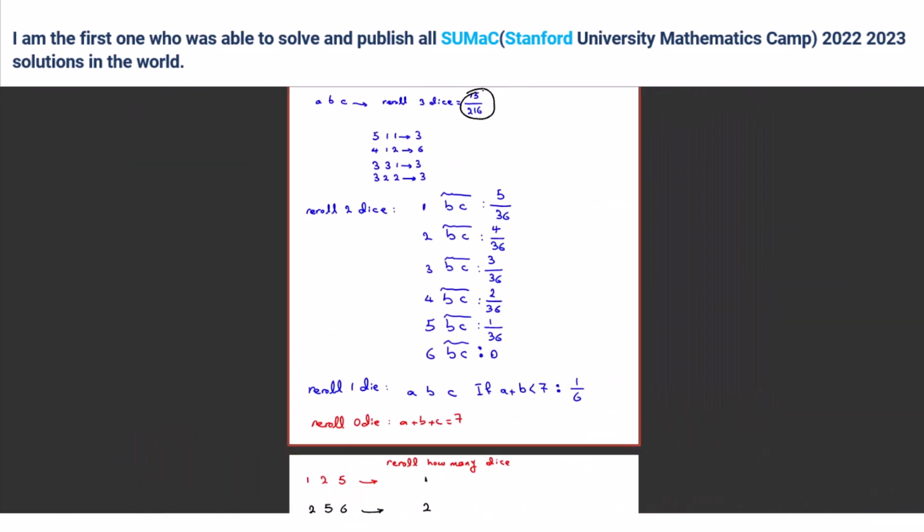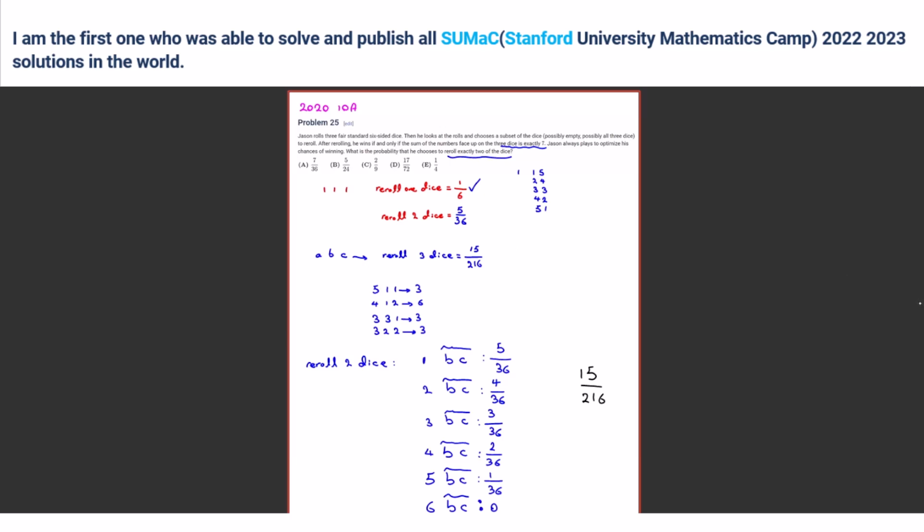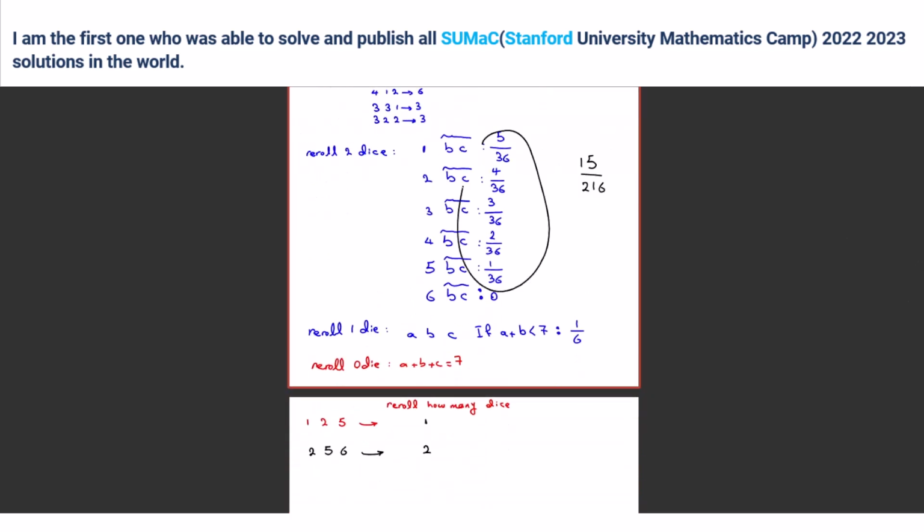So here, let's check with 3 dice, 15 over 216. Which of these things are better than 15 over 216? Which are greater and which are less than this? Like 3, 5, 6. You have to reroll 2 dice. I said I want to compare these numbers with 3 dice. Which of these fractions are greater than this, and which are smaller?